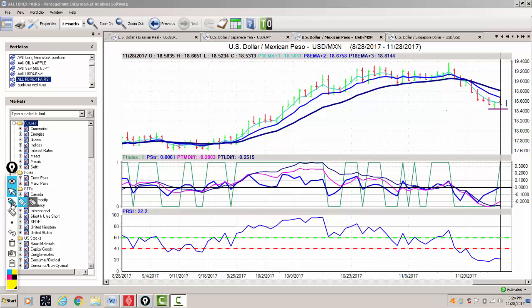Now our first trade for tonight is going to be in the Forex market. We're looking at the US dollar Mexican peso. What we're looking at here specifically is doing counter trend long positions. I'm not a fan, as many people will know, of trading off of overbought and oversold conditions unless I have something from VantagePoint to assist with that.